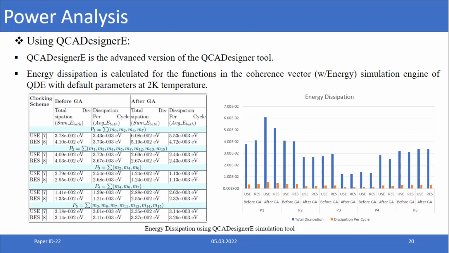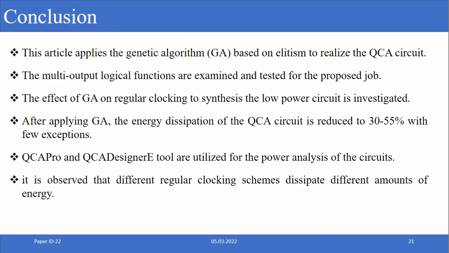But P4 here is an exception for this genetic algorithm. Here, for the P4 function, the gate count increases, and as a result, it reduces a higher amount of power after applying genetic algorithm. So last, I want to conclude my presentation.